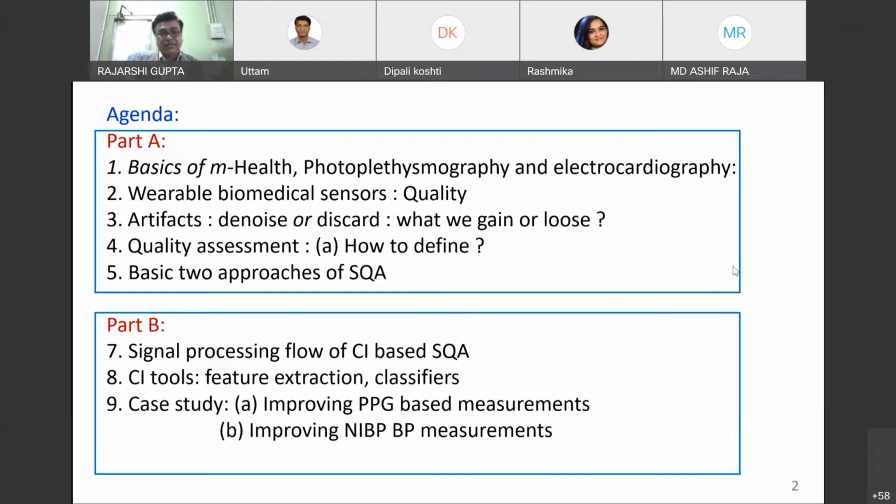And I will conclude part A with two basic approaches of signal quality analysis. Maybe we can take a short break. Then I will be going to part B. Okay, so with this, let us start part A.